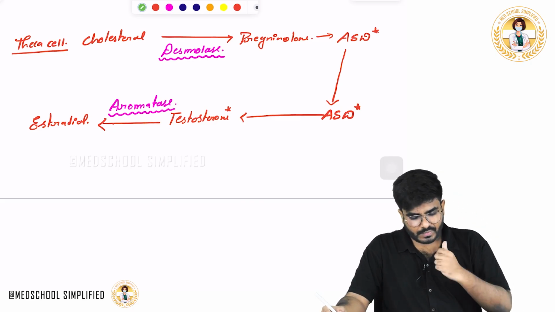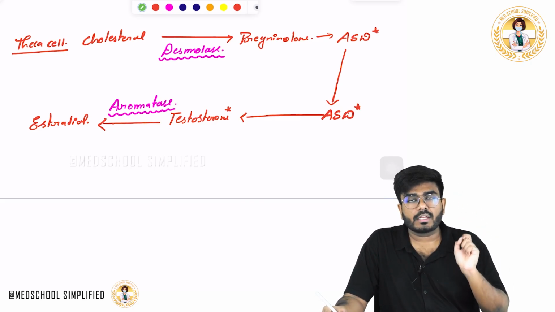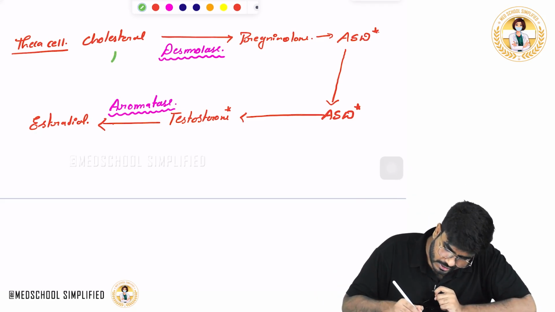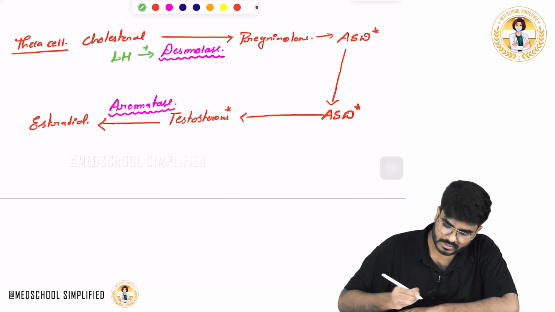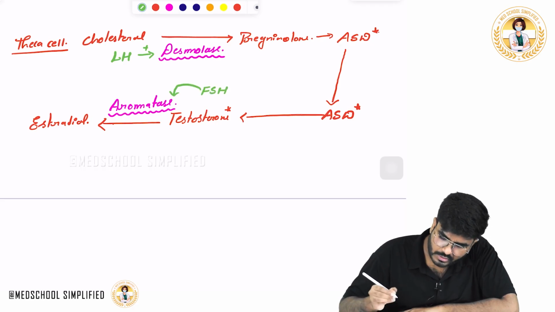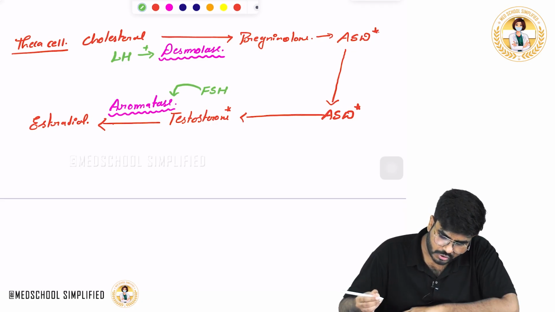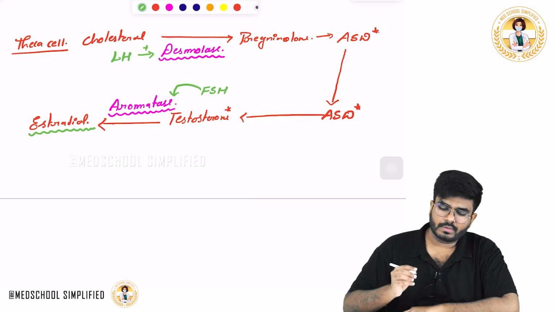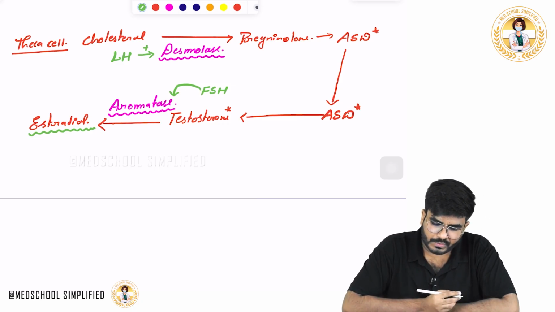Now I have told you which hormone is going to act on the theca cells for the production of androstenedione. It is LH. So LH is going to stimulate the desmolase, and FSH is going to stimulate the aromatase. So FSH is helping in the conversion of testosterone into estradiol. So this is the point which I want you to know.